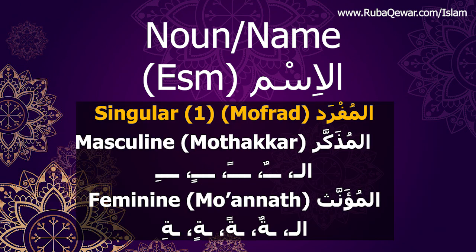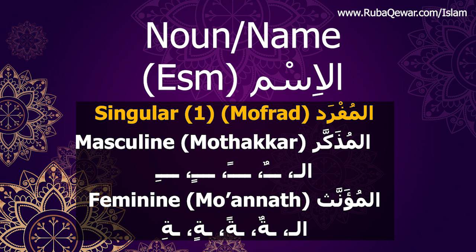So mufrad, we have mudhakkar and we have mu'annath. Mudhakkar for male and mu'annath for female. Mudhakkar, usually you can see that it is either alif lam, tanween, and sometimes there is no tanween, and then also at the end there is a kasra. Okay, that's one of the three.